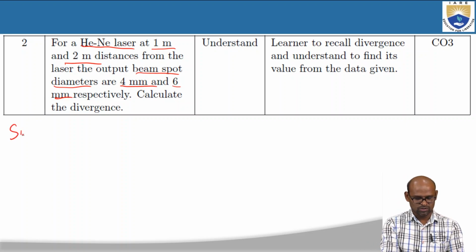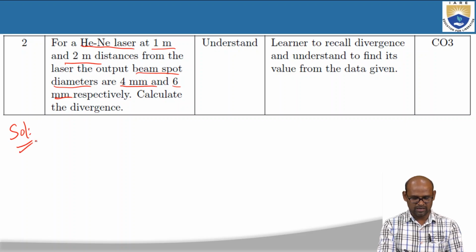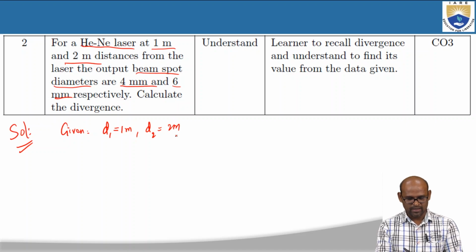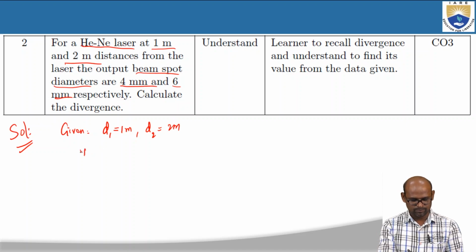The solution is that we need to find out the divergence, so we start with whatever is given. They have given distances: D1 is equal to 1 meter and D2 is equal to 2 meters. They have also given diameters.